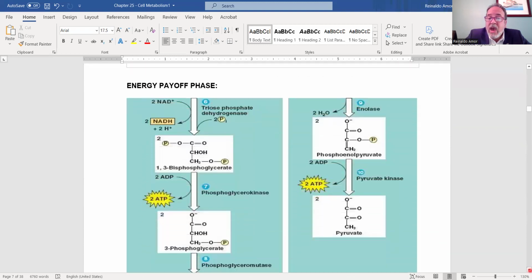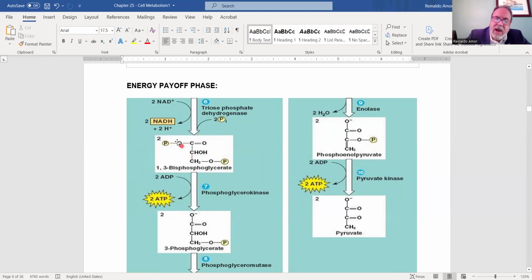And now we have an energy payoff phase, meaning that we're making energy. Notice that NAD is coming into the equation here. This is, again, an oxidizing agent. It's going to oxidize this substrate, and it's going to become reduced. Reduction is gaining of electrons, so this is a high energy intermediate. What we're going to do here is use one of the phosphates from this molecule. Remember that we have two of these molecules.